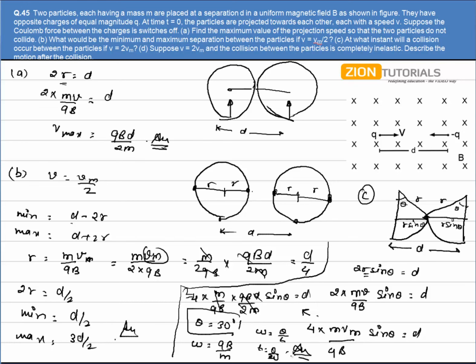In the D part, suppose v is equal to 2 v_m, as in the C part, and the collision between the particles is completely inelastic. Describe the motion after the collision. Now if the collision is completely inelastic, then both of them will stick together, right? Both were having a velocity earlier in this direction. If I take the components, this angle is 30, this angle will be 60 degrees, this angle will also be 60 degrees.